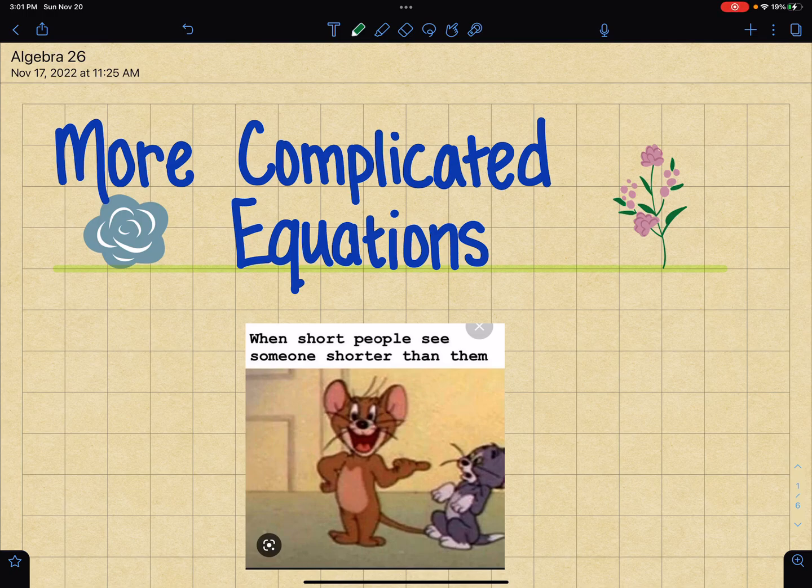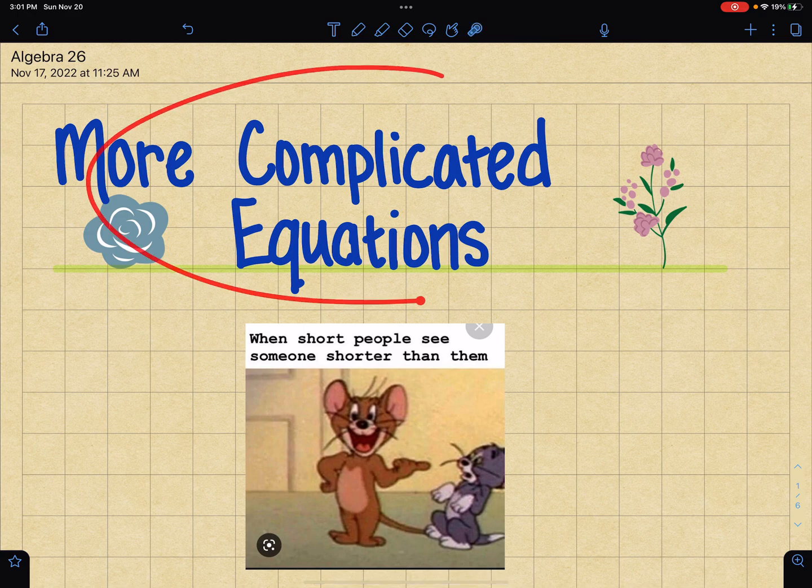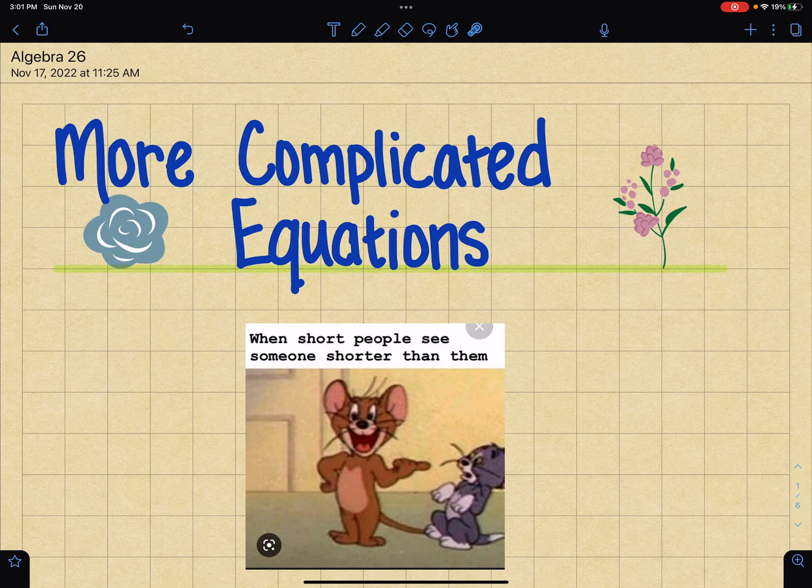Hi there, Addie. Welcome to lesson number 26, and we are going to be talking about more complicated equations today. I think you're going to like it. These are just as satisfying as the ones we've already been doing, but maybe even more because they start out really, really complicated, and then we're going to solve it down to x is equal to something, and that feels good. You're going to love it.